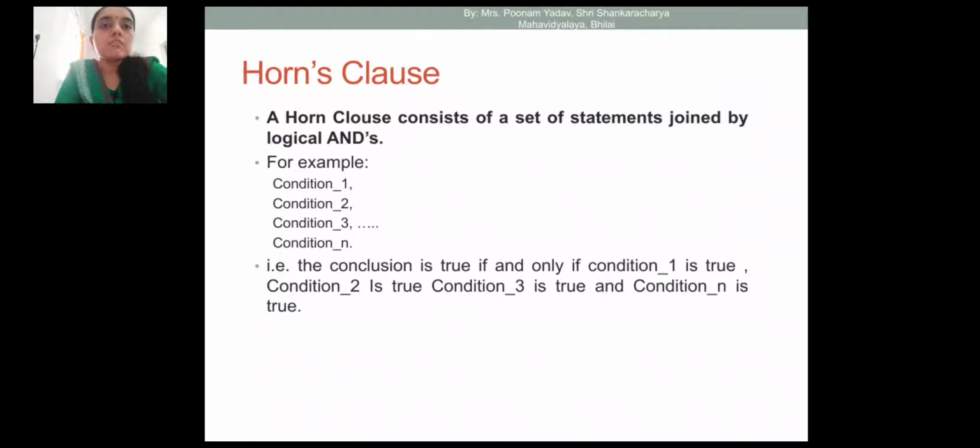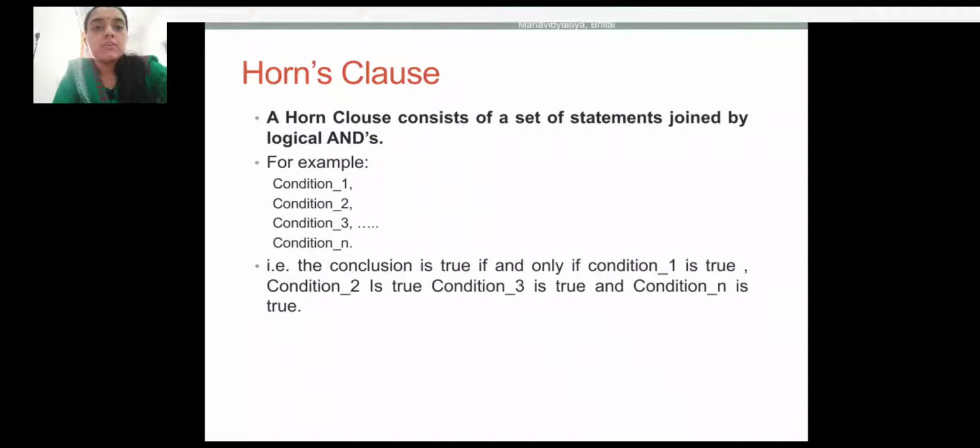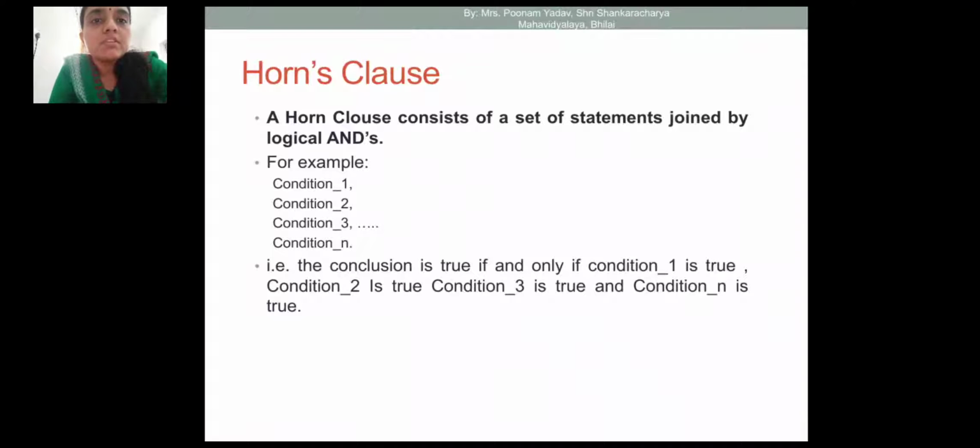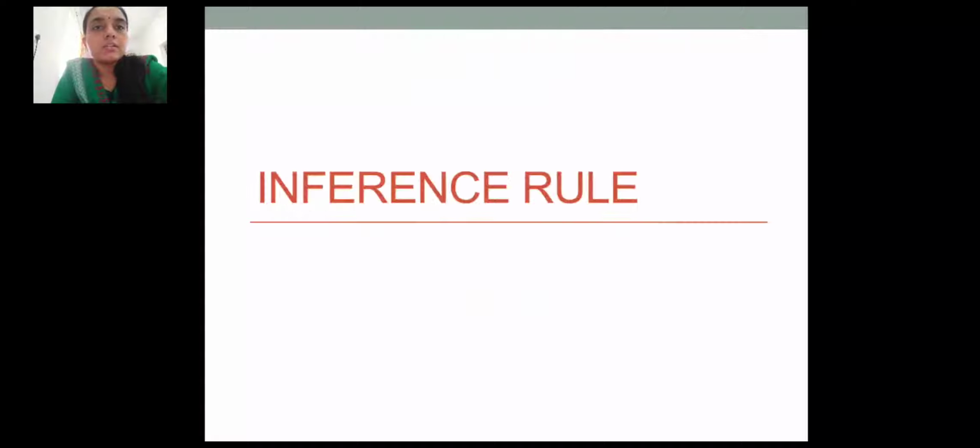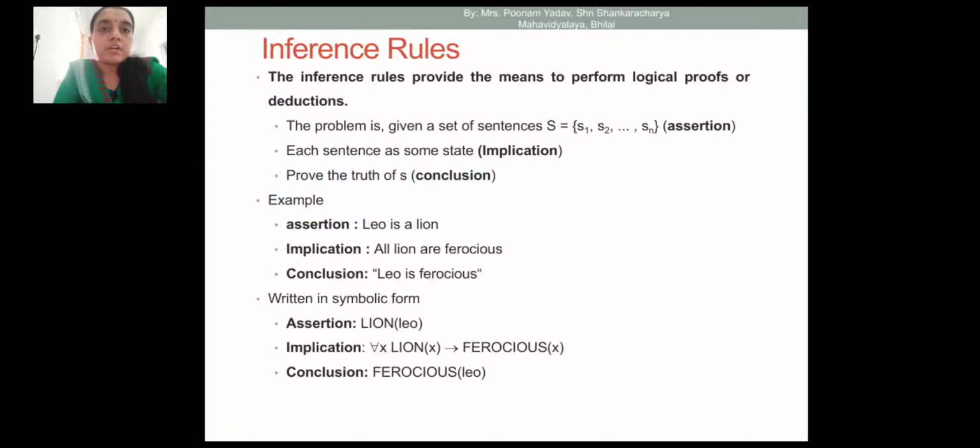Then Horn clause, in this way it consists of a set of statements joined by logical AND. So all these conditions 1, 2, 3, the result is true if all these conditions are true. Now inference rules. Inference rules provide the means to perform logical proof or deduction. It has some assertion and implication, and we will get some conclusion.